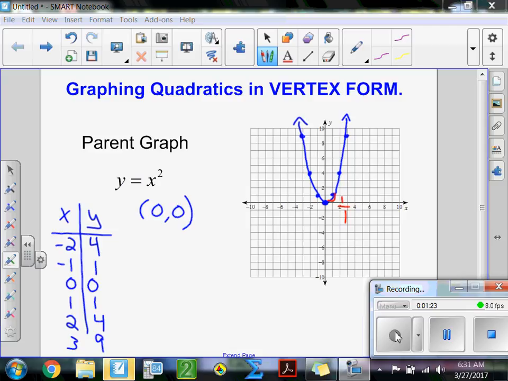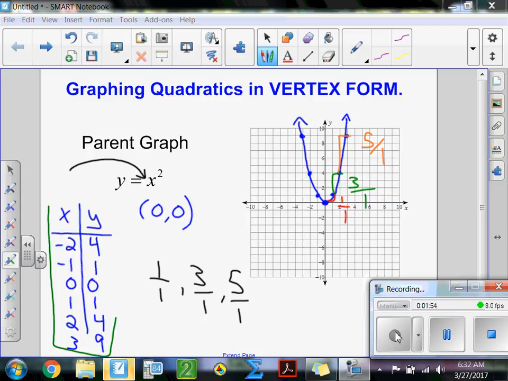The slope from the second point to the third point was going up 3 over 1. And the pattern for the last set, from the third point to the fifth point, was going up 5 over 1. And that pattern, 1, 3, 5, 1 over 1, 3 over 1, 5 over 1, is what I can use to graph most of my quadratic functions. I can multiply that by something if there's a number in front of the parent graph, or I can use that 1, 3, 5. I can also make a table each time, but that's obnoxious and slow. It is effective, it's just a little bit slower.